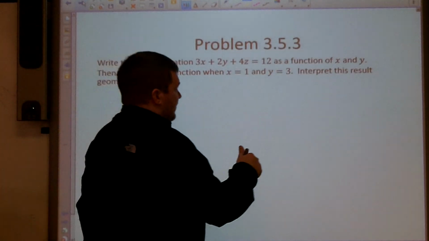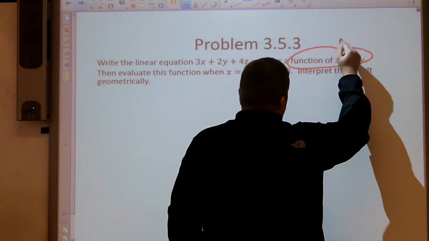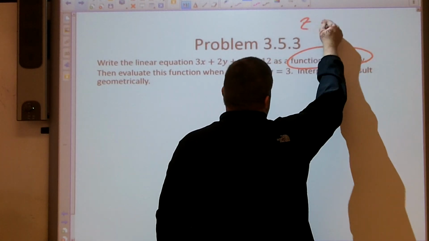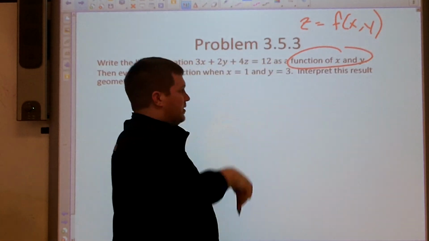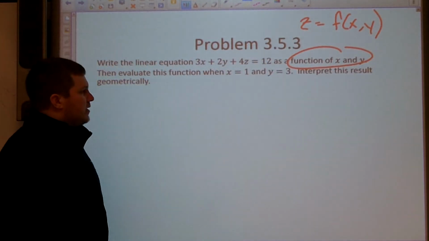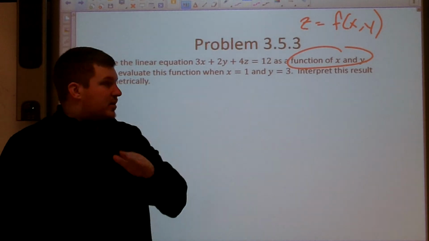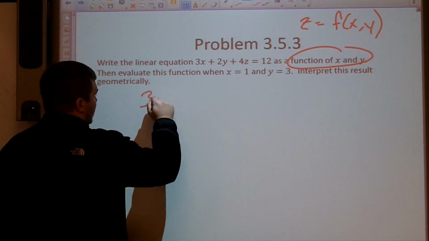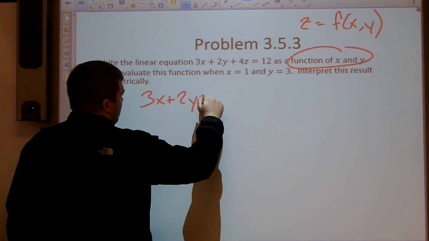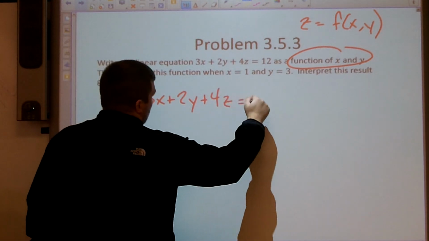So anytime you see a function of x and y, all they're saying is replace z, so z is equal to f of x comma y. You want to replace those, okay? And then evaluate the function. So let's get z by itself first. Let's do it one step at a time. So just write down what we have. So 3x plus 2y plus 4z equals 12.